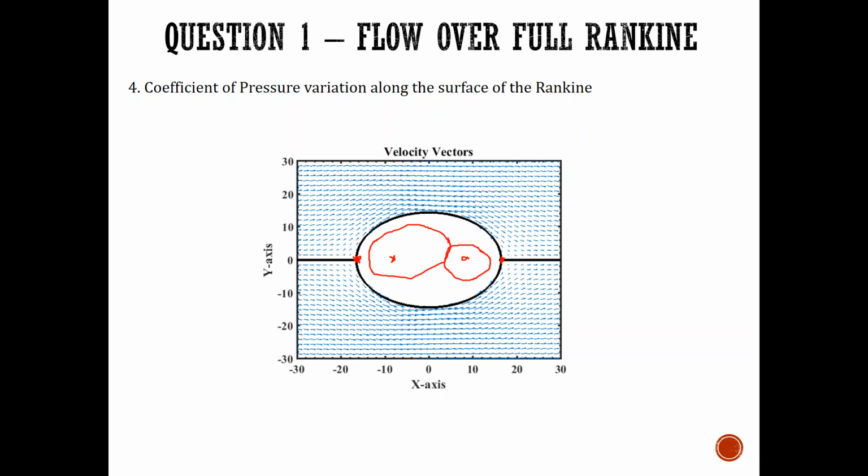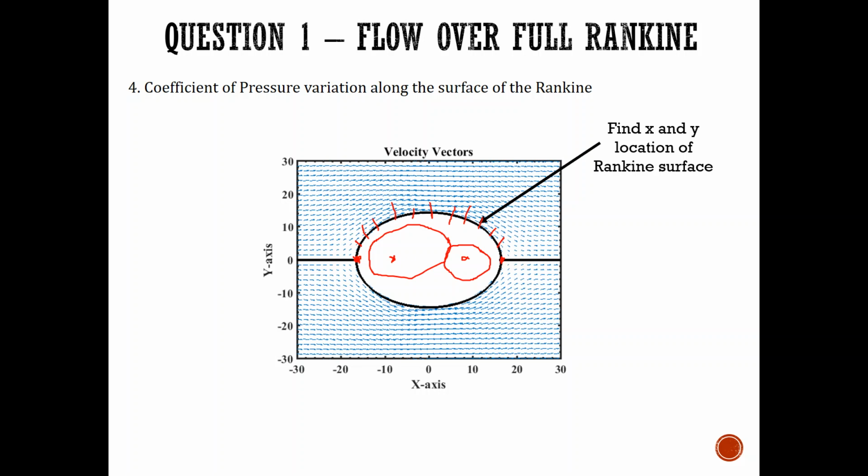Now, if you want to find the coefficient of pressure variation across the surface, all we're asking is to see how the velocity varies and the pressure varies along the surface, right? So in order to do that, first things first, you need the x and y locations of the Rankine surface, right? So that means in MATLAB, you know the value of the streamline, and you can ask MATLAB to basically find the coordinates that have the same value of stream function, okay? Again, you can figure out how to do that. There's a nice command in MATLAB called find. That's just one of the options that you can use, right?